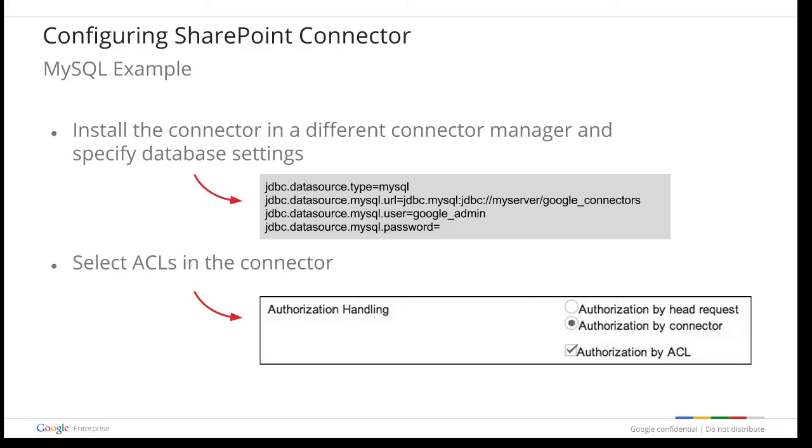After you install the SharePoint Connector Manager, go to the file mentioned here, specify the same database settings that you set in the Groups Connector Manager. Then, stop and restart the Tomcat instance. Next, you'll create and configure a SharePoint connector in the admin console. For now, though, we'll only mention that you should enable ACLs. The rest of the SharePoint connector configuration we'll wait to discuss in one of the following modules.